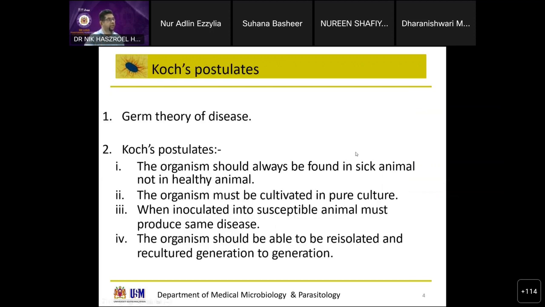So how do we determine which of the microorganisms we get from your sample is the one causing the disease? We use the Koch postulate. Koch postulate says that the organism should only be found in the sick animal, not in the healthy animal. The organism must be able to be cultivated in a pure culture. When inoculated in susceptible animal, it must produce the same disease. And the organism should be able to be re-isolated and recultured generation to generation.